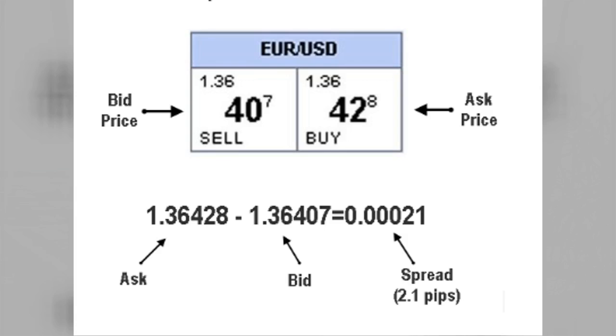Looking at this example on the screen, you can see that we have Euro USD. The bid price is 1.36407, and then the ask price is 1.36428. Thus, the difference of those gives you your spread, which is 2.1 pips.